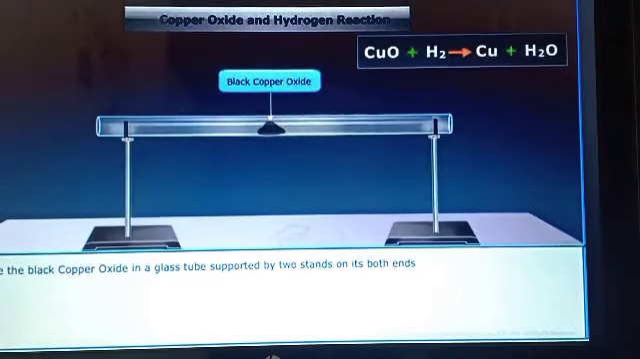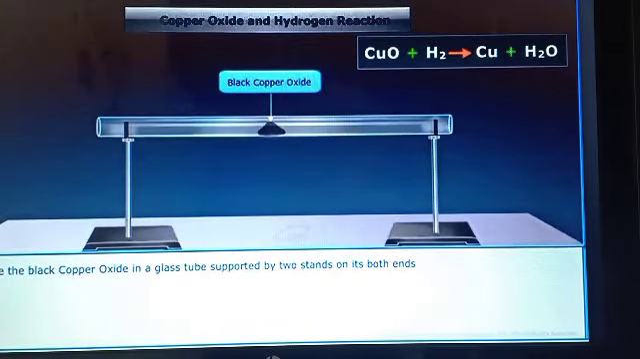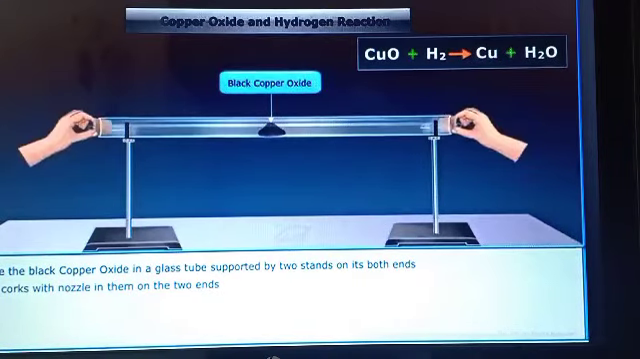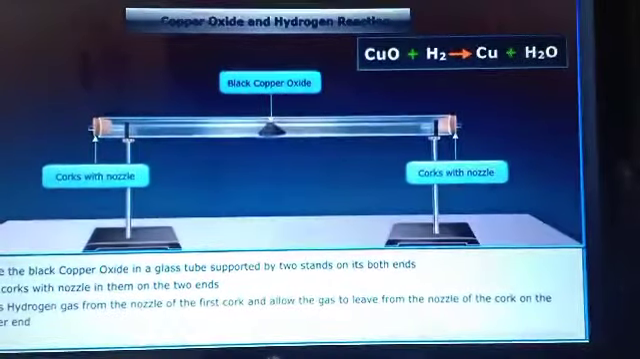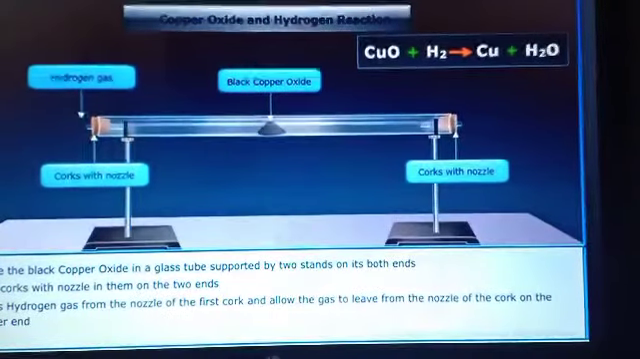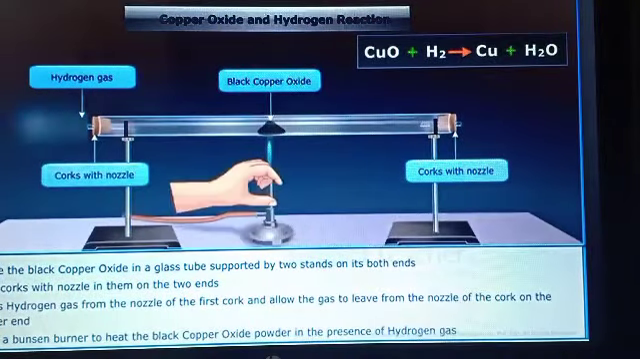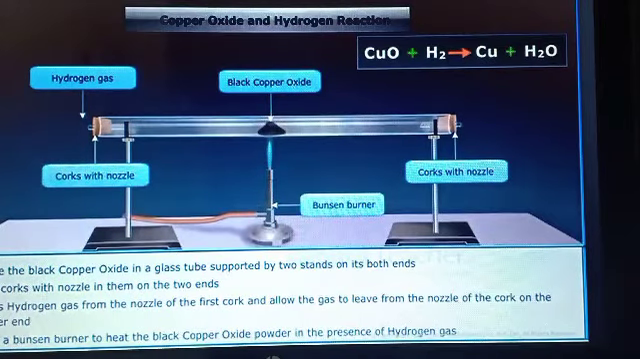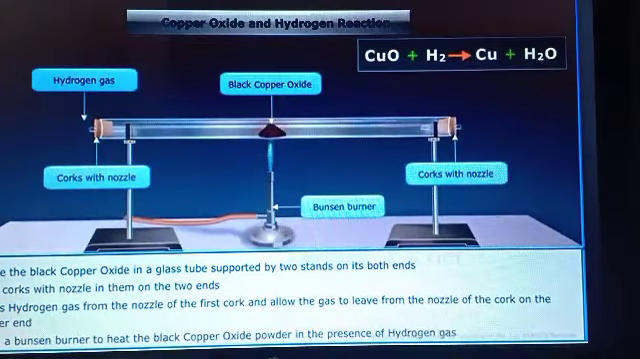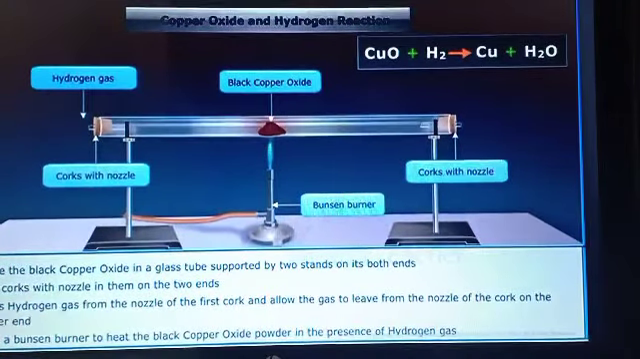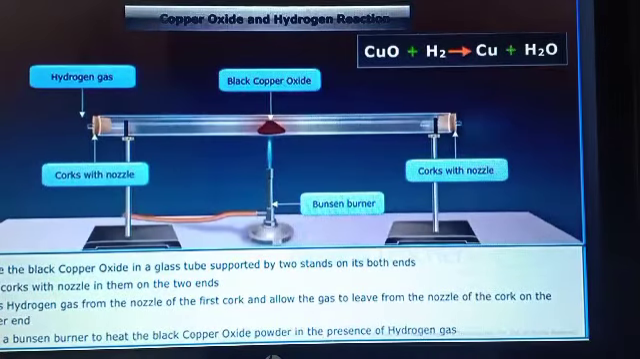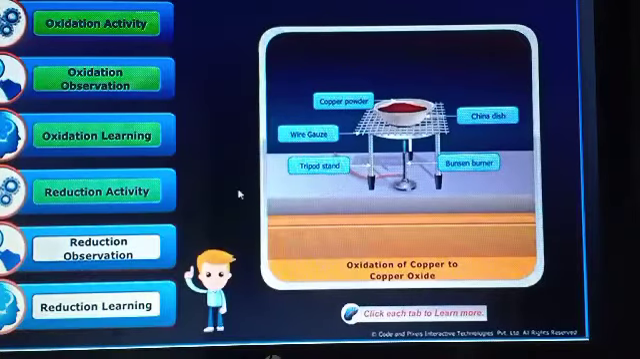Take the black copper oxide in a glass tube supported by two stands on both ends. Now put a cork with a nozzle in each end. Pass the hydrogen gas from the nozzle of the first cork and allow the gas to leave from the nozzle at the other end. Use the Bunsen burner to heat the black copper oxide powder in the presence of hydrogen gas. So the reaction is copper oxide with hydrogen, which then splits into copper and water.